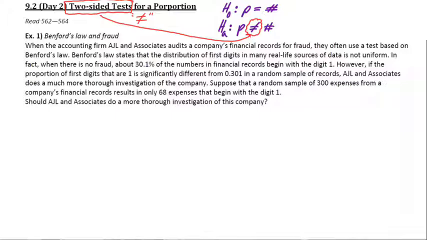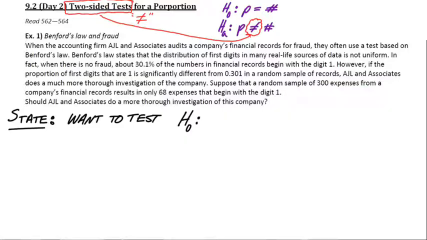So there are 4 parts to a hypothesis test question. We know there's 4 steps for the grading rubric. So let's start with the state step. In the state step, we want to test 2 hypotheses, the null and the alternative. The null is like the neutral one, right? The null says everything's okay. The true proportion is equal to 0.301. Nobody's cheating, nobody's committing fraud.